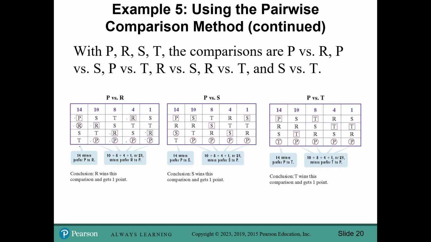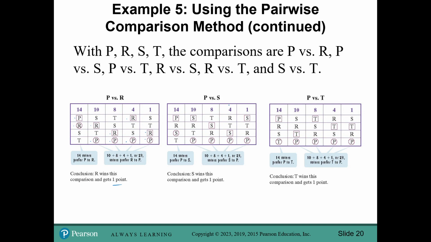Okay, so what happens is because P beat R in the first one, we're going to give that 14 votes to P. Because R beat P in all the rest of them, we're going to give those votes to R. So R gets 10, 8, 4, and 1, while P only gets 14. Now 10 plus 8 plus 4 plus 1 is 23. And if we compare 14 to 23, then we see that R is going to win out. Okay, so R gets 1 point from this comparison.